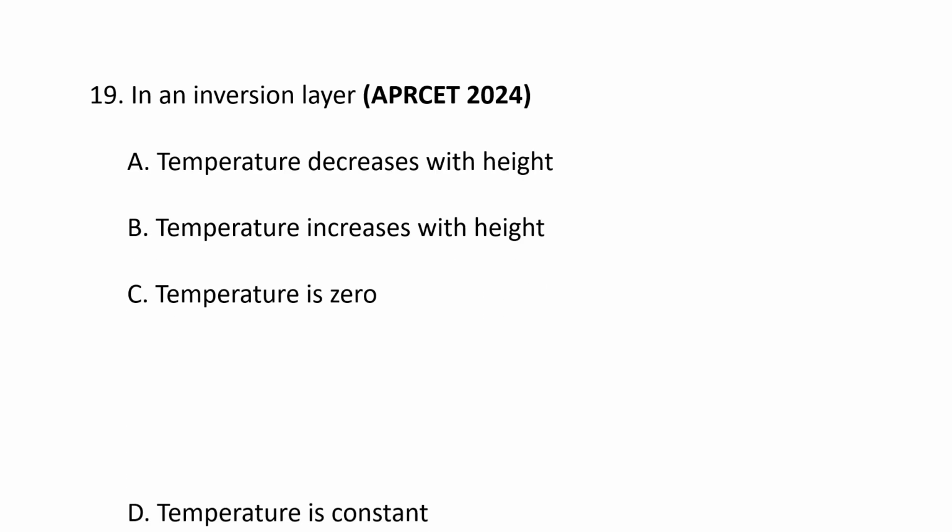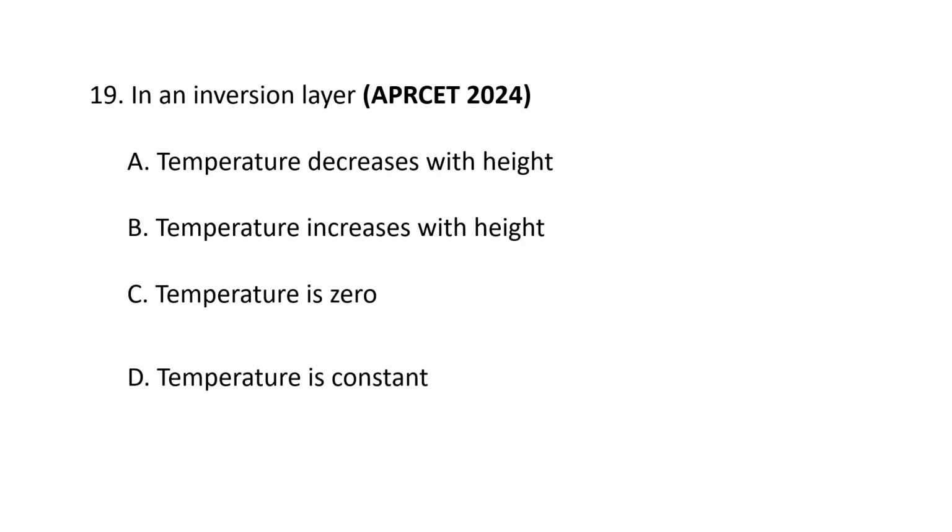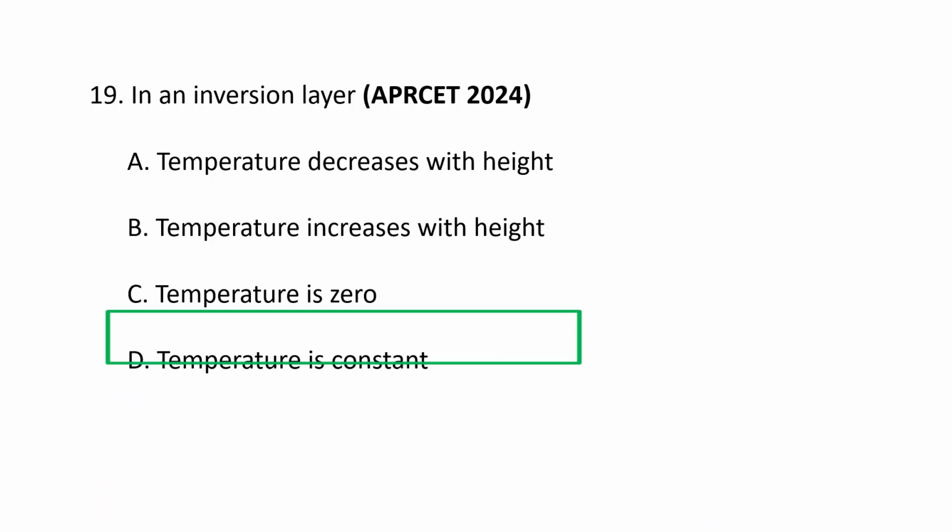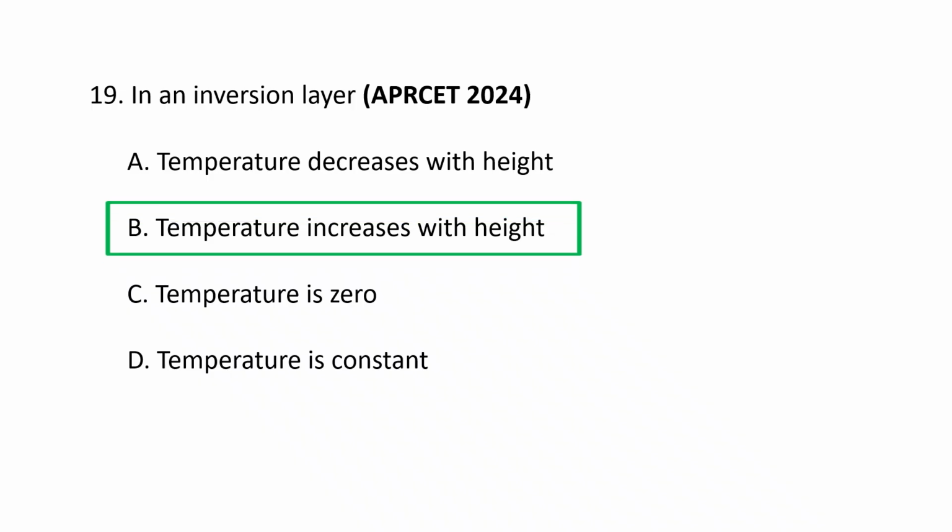Temperature decreases with height, B. Temperature increases with height, C. Temperature is 0, and D. Temperature is constant. In an inversion layer, temperature increases with height. This is the opposite of the normal atmospheric condition where temperature decreases as altitude increases. This phenomenon creates a stable layer of warm air above cool air, which can trap pollutants near the ground. So in an inversion layer, temperature increases with height.